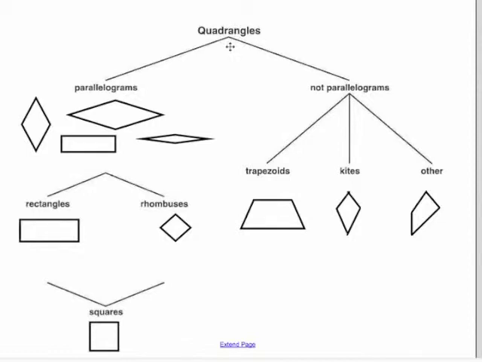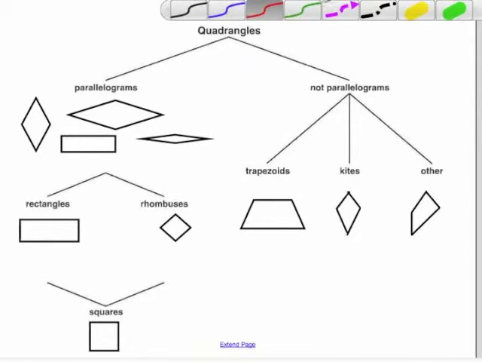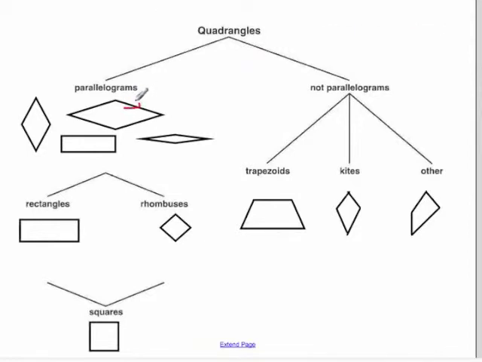But they're separated into some groups. So first of all, when you look at a quadrilateral, you need to think, is it a parallelogram or is it not a parallelogram? If it is a parallelogram, that means it has two sets of parallel sides. So I'm going to mark those on here for you. For example, look at this one. This side is parallel to this side, they go on forever without touching, and this side is parallel with this side.